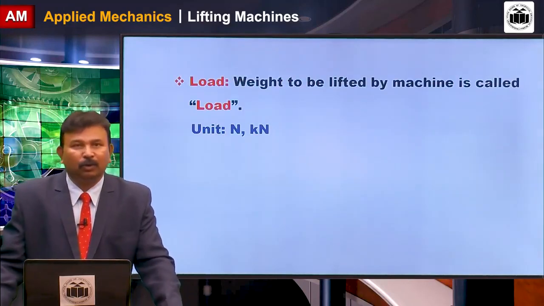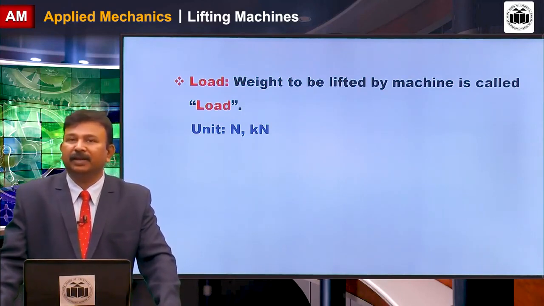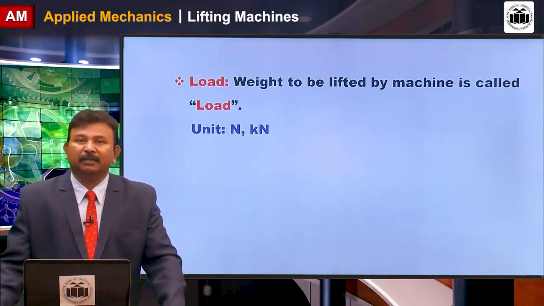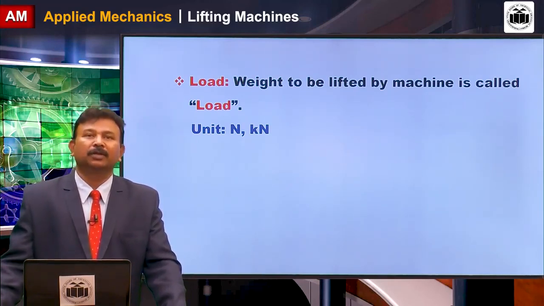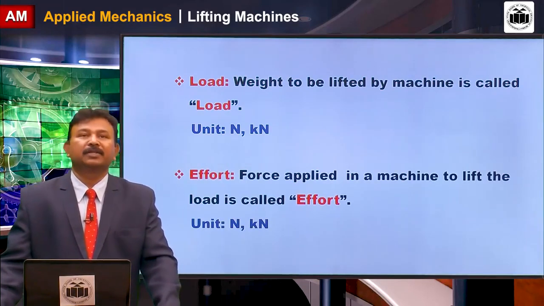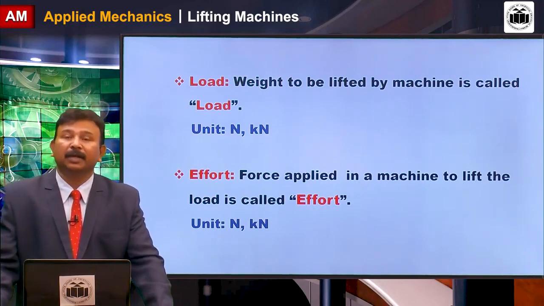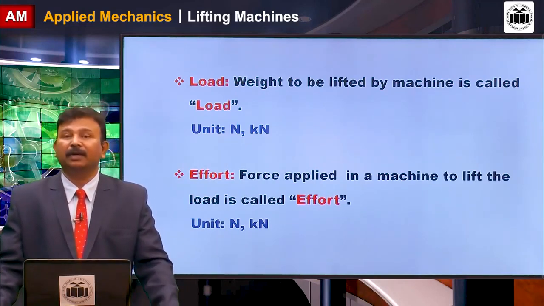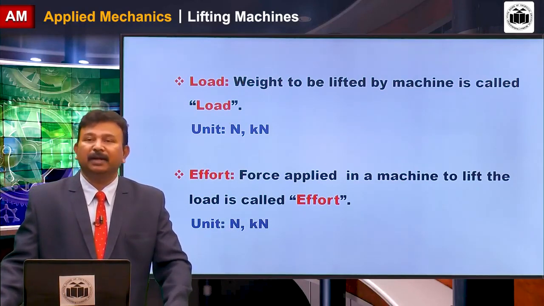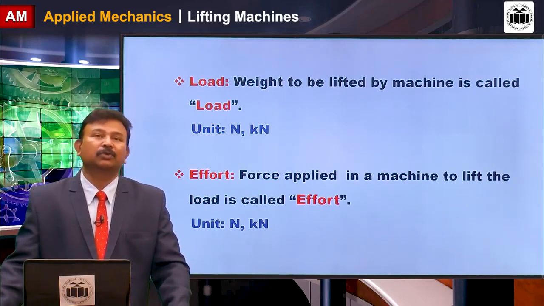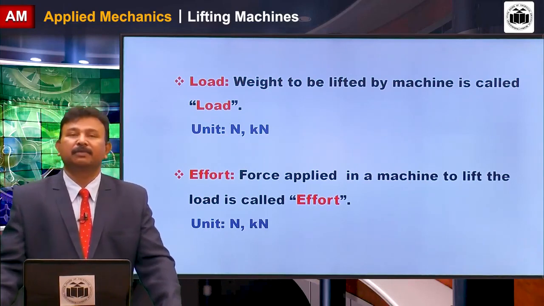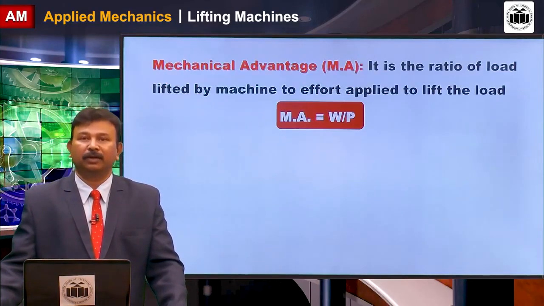Now we are discussing the load. The scientific definition of load is like this: the weight to be lifted by the machine is called the load. The units of load are Newton, kilonewton. The second important concept we try to learn is the concept of effort. Now effort you might be learning for the first time. It is simply the force applied in a machine to lift the load. The unit of effort is the same as load. It is measured in Newton or kilonewton.